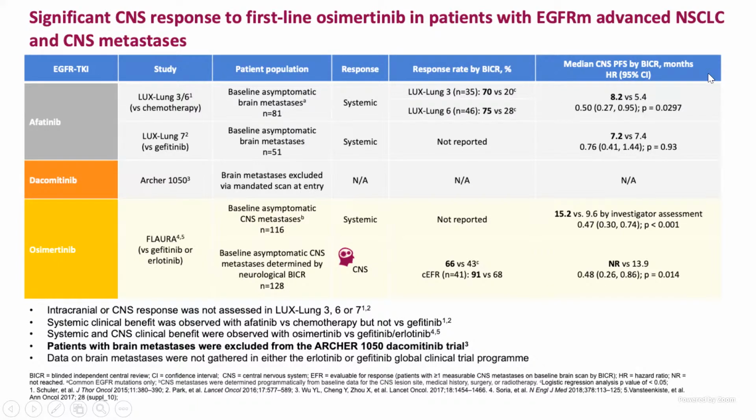So median PFS in CNS, you can see afatinib 8.2 versus 5.2, and in the other trial 7.2 versus 7.4. In dacomitinib not available because brain metastases were not included. Osimertinib 15.2 versus 9.6, and in baseline asymptomatic CNS metastases, median PFS has not been reported versus 13.9.